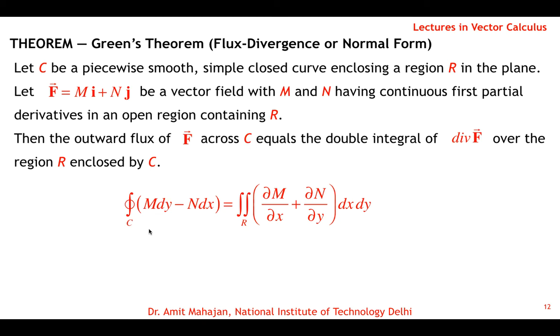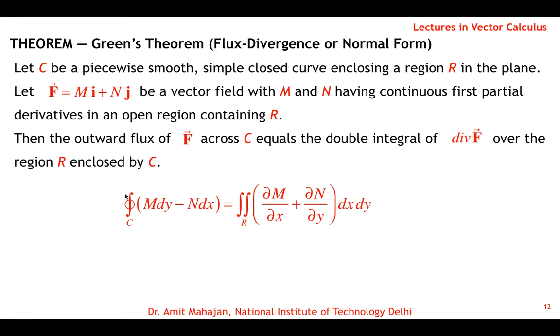In the previous form, N derivative x minus M derivative y gave the circulation. Here it gives the divergence. There it calculates the circulation along the curve. Here it calculates the outward flux across the curve in the plane. And the two forms are just equivalent. If you just rewrite the terms, these two forms are equivalent.